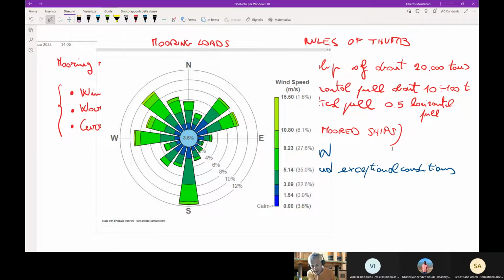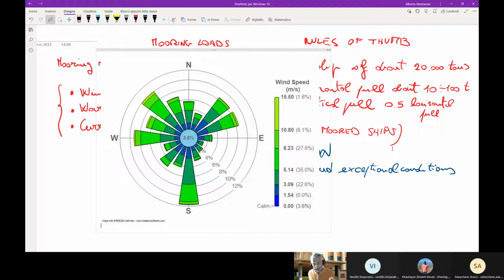Now let's move in the south direction and let's see that there is a first dark blue bar. Look at the legend on the right. It means velocity of the wind up to 3 meters per second. Okay, and you see that this extends up to about 2% of the time. So it means that 2% of the time we have a wind from 0 to 3 meters per second in the south direction. Good.